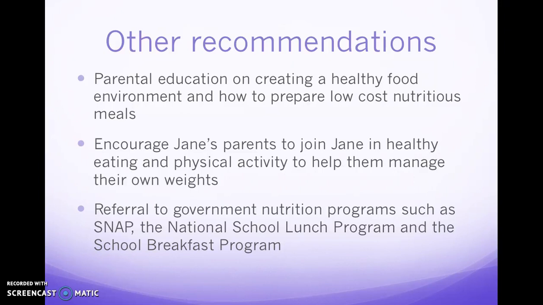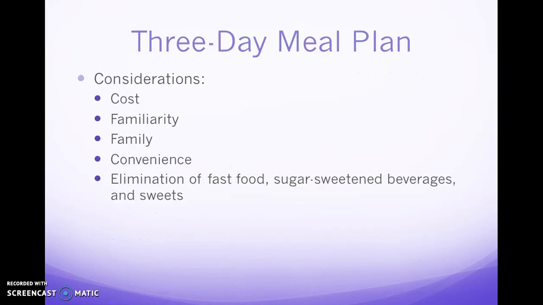Other government nutrition programs that may be beneficial to Jane are the National School Lunch Program or the School Breakfast Program. Participation in these programs, if they're offered at her school, would be recommended because not only does this guarantee that Jane receives at least 2 meals daily that meet federal nutrition standards, but it also decreases the amount of money that Jane's parents must spend on food daily. Subsequently, this would increase the amount of income that can be used to purchase more nutritious foods at home.